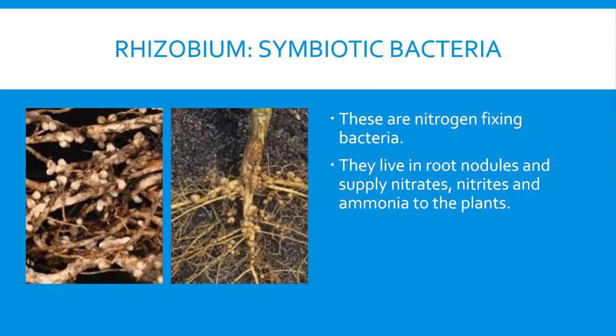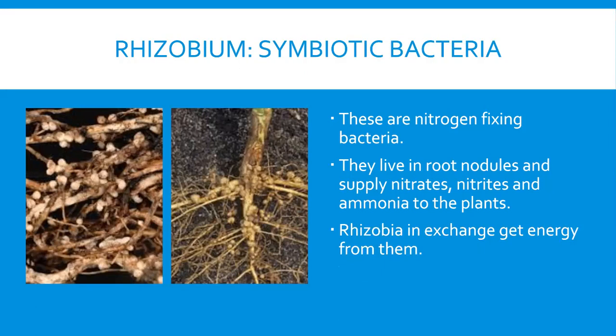Similarly, there are some plants that require nitrates, nitrites, and ammonia to function and grow. That's why we have these root nodules and these rhizobium bacteria that help the plant get nitrates, nitrites, and ammonia. Now, rhizobia in exchange get energy from them. So it's a symbiotic relationship. If I give something, I get something.